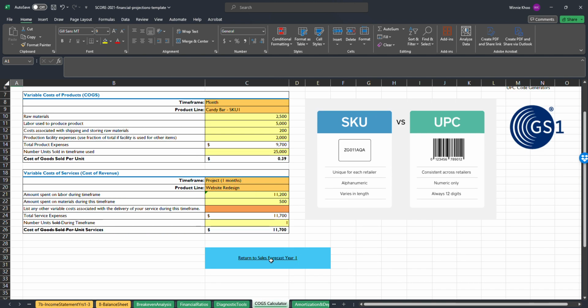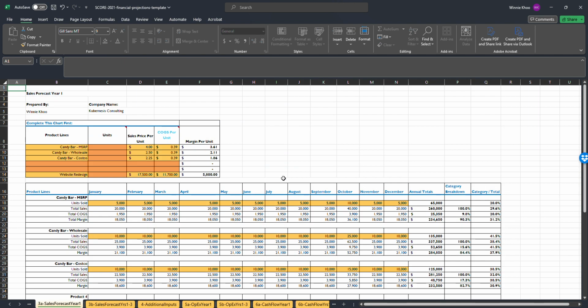So we're returning back to the sales forecast. So all this information we're going to bring in: COGS per unit, and the margin per unit, that's what's left over after paying or accounting for COGS. Now this is the amount that covers the other company costs.